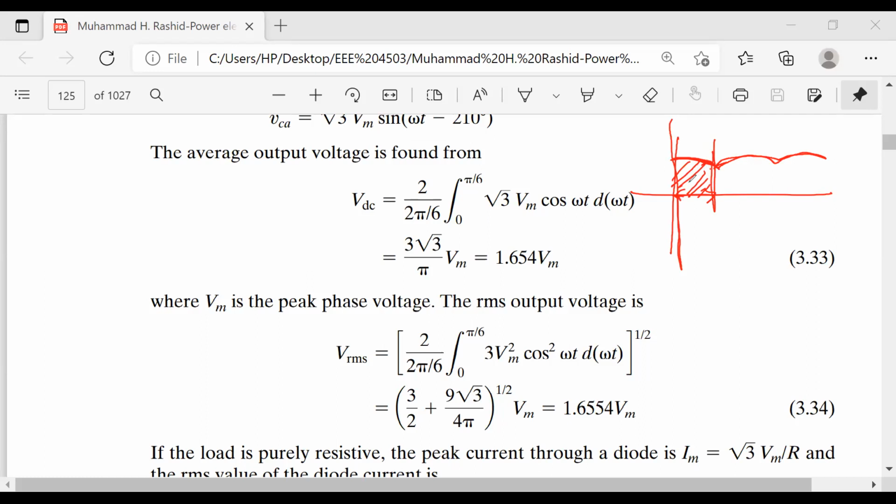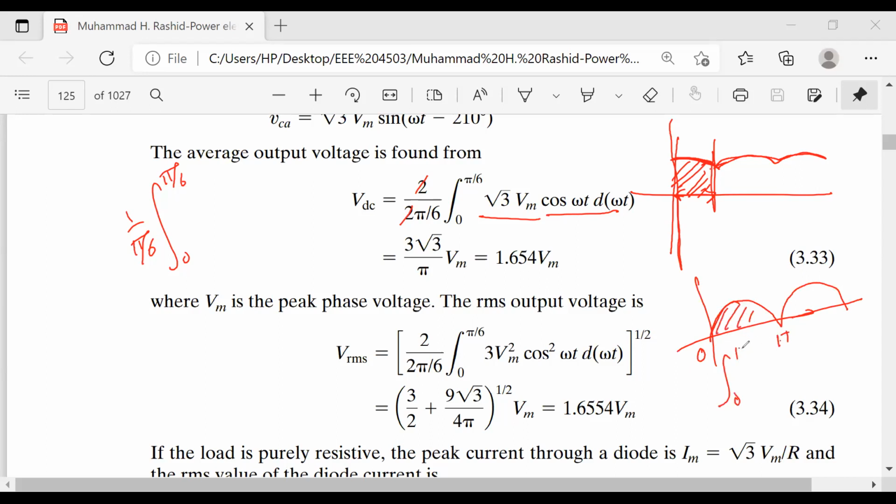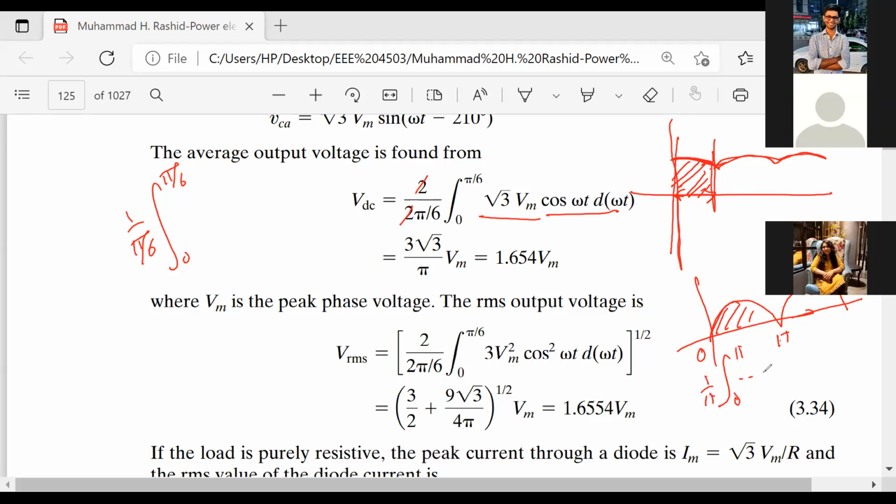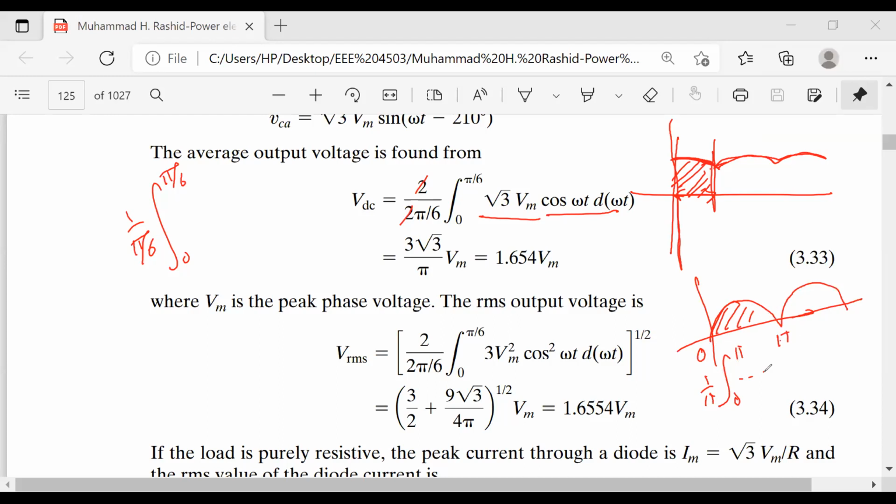Yes, sir. So these two cancel, that means 1 by pi by 6, then 0 to pi by 6, then root 3 Vm sine of omega t, that will be your average value. Because this is the repeating. We have done these things in our previous cases. If you remember, if you have a voltage wave like this, from 0 to pi, then we integrate this part from 0 to pi and divide by pi, and that is your average value. Can you remember this? Yes, sir. So this is the way we have found out. And this average value has come to 1.654 Vm.